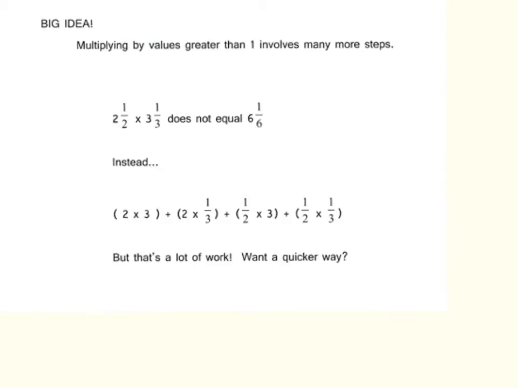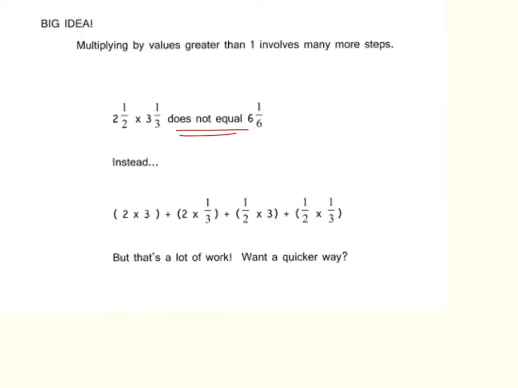Here's another big idea. Multiplying by values greater than 1 involves many more steps. So now we have mixed numbers. We're going to say 2.5 times 3 1/3. Now, if you're just multiplying straight across, that would be 6 1/6, which it is not equal to. So make sure that this doesn't happen. You would do that with a proper fraction, but not improper. So what do you do about it?